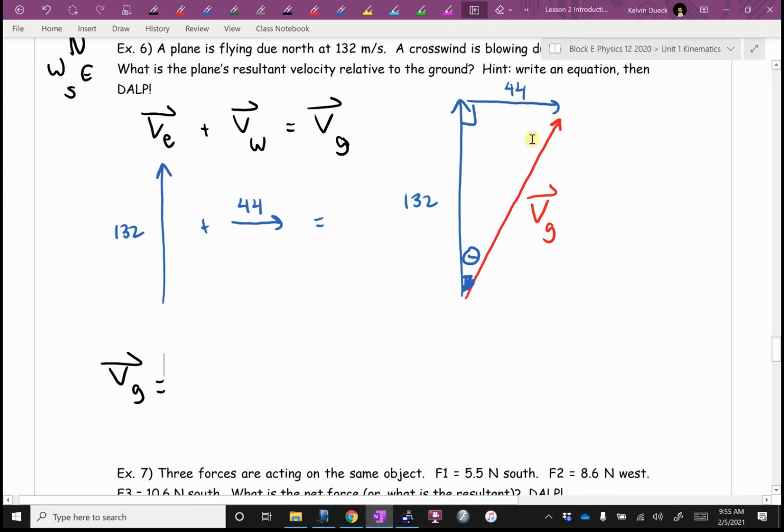Sorry, what was the magnitude? 100 and something something? 139? So you'll notice that crosswind isn't making that big a difference to its overall ground speed magnitude. In still air, 132. In the crosswind, 139? Units, meters per second.